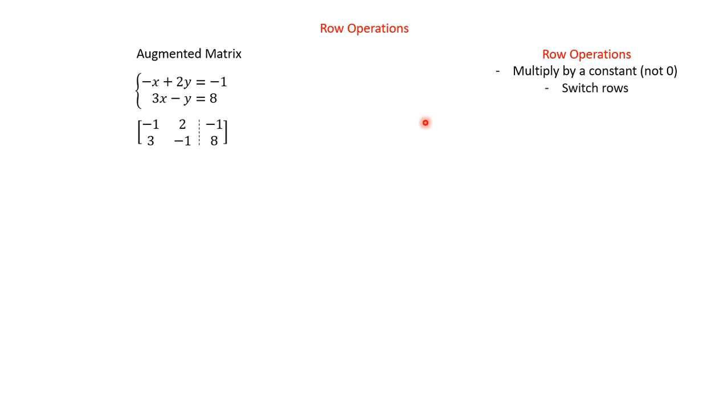We can switch rows, because really, does it matter which order these equations are in? I could have put this 3x minus y equals 8 on top. Doesn't matter. So same thing, we can switch rows. You have to switch the whole row though. You cannot just switch the 3 and the -1. It has to be the whole thing.